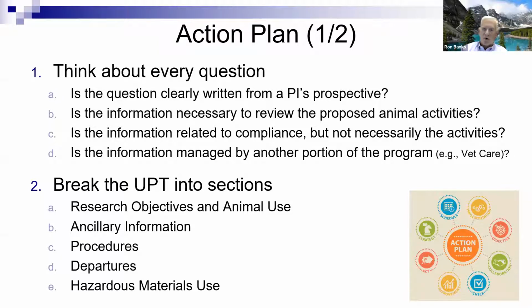The second major issue is to break up the UPT into sections so that they could be dealt with independently and then build them all back together. And the sections that we settled with are research objectives and animal use, ancillary information that might be captured by an administrative office or an IACUC office or some other activity other than the IACUC proper, procedures that would be necessary, which could include CUSP identified procedures or local SOPs, any departures from regulatory expectation that should be specifically identified, and then the utilization of hazardous materials and what that might do, not just to the animals under study, but also the people who are caring for those animals under study. Next slide, please, sir.